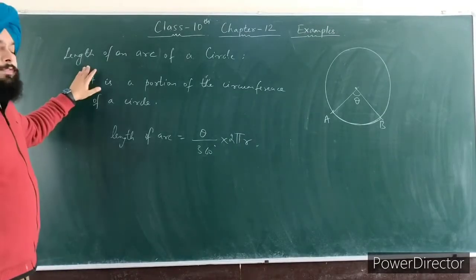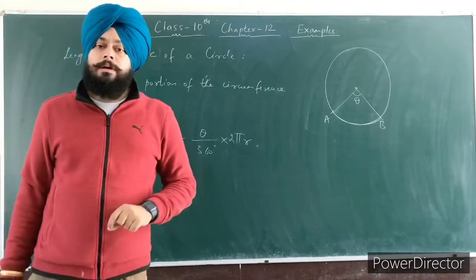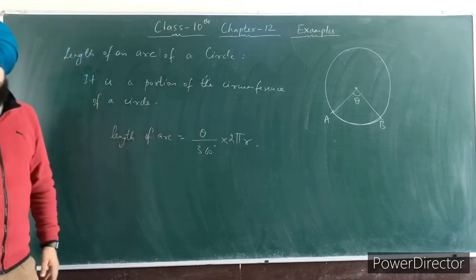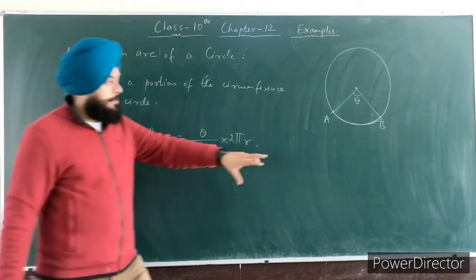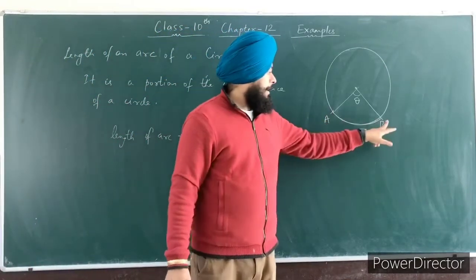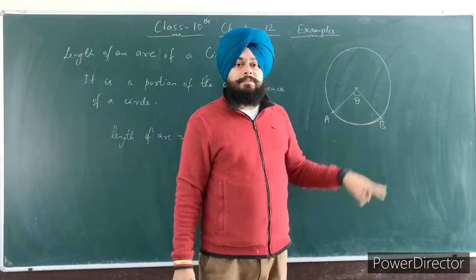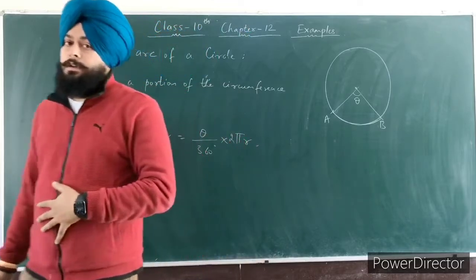Next is length of an arc of a circle. So what is an arc? An arc is the portion of the circumference of a circle. Suppose there are points A and B on a circle, then the distance between A and B is called an arc of a circle.